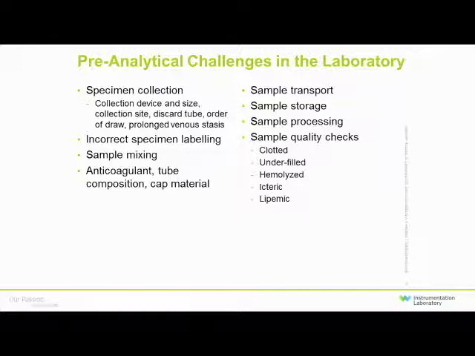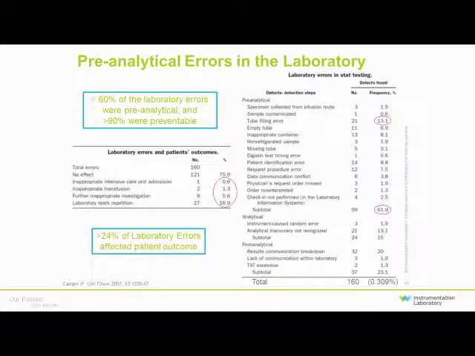Errors can also occur with sample mixing, anticoagulant type, the tube that's used, and of course the cap material, so if you have a cap-piercing analyzer, that can make a difference. Then there are sample transport, storage, processing, and sample quality checks, which are really going to be the focus of this presentation. Specifically, things that impact us many times in the coagulation laboratory are clotted samples, underfilled tubes, hemolyzed samples, and those that are icteric or lipemic.